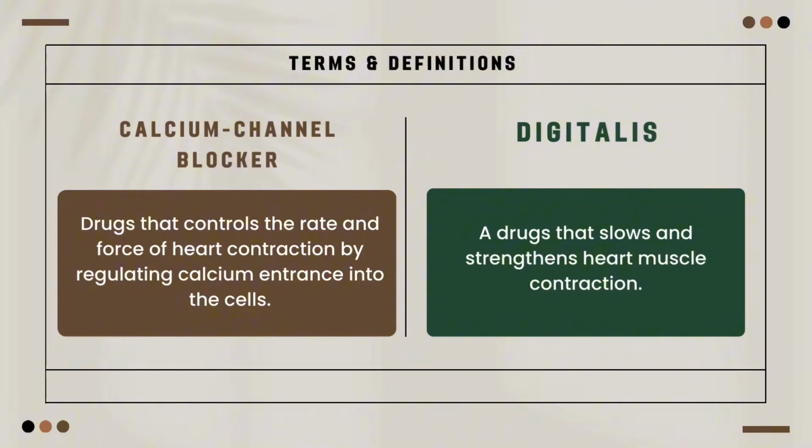Next we have the digitalis. Digitalis, these are the medications from the foxglove plant. What is foxglove plant? These contain compounds of drugs belonging to a class known as cardiac glycosides and are used to slow the heart rate and strengthen the contraction of the heart muscles. They also work by inhibiting the sodium-potassium pump in the heart cells, leading to increase in intracellular calcium.